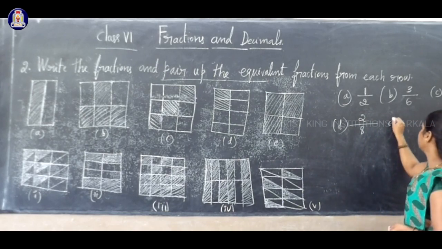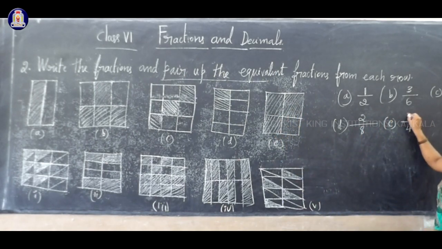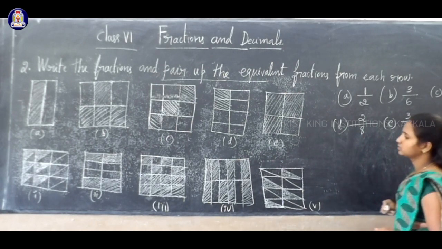Okay. Next, E. The question number E. 1, 2, 3, 4. Total 4 parts. In that only 3 are shaded. Okay. So 3 out of 4 are shaded.